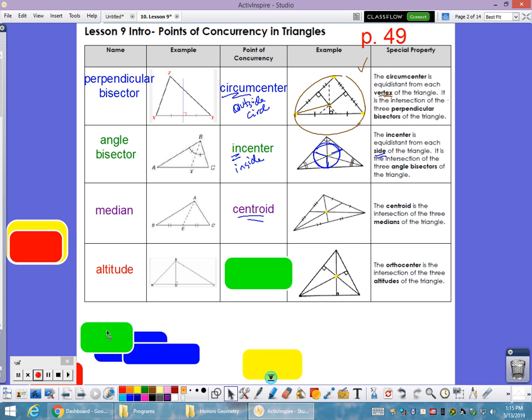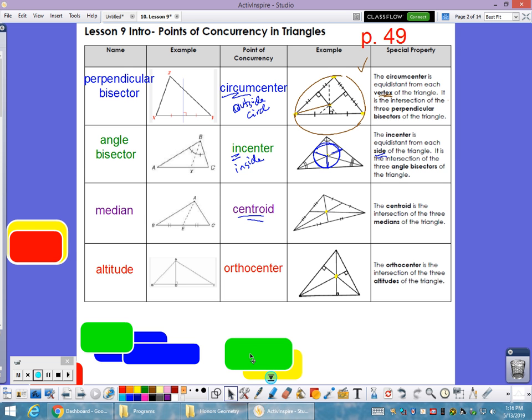And lastly, we have the altitudes. So if we drop an altitude, it's 90 degrees, but it does not bisect the side. So here we have 90 degrees, but not bisected, 90 degrees. All right, we drop an altitude. That is called the orthocenter. The orthocenter is the intersection of the three altitudes of the triangle.